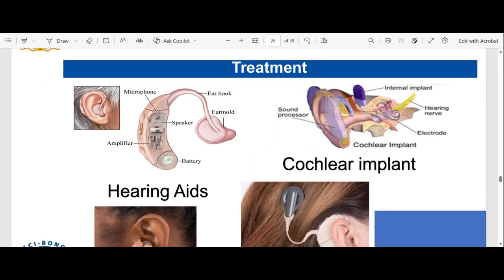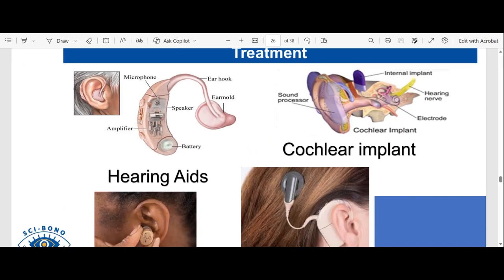Okay, now let's go to different treatments of hearing loss or disorders. So these are the treatments. You can have hearing aids. So this is a hearing aid, right? As you can see, this is an ear mold, ear hook. Then you have your speaker here and a microphone, amplifier. Obviously, the amplifier plays the role of the ossicles. Then you have the battery, so you can have a hearing aid, or a cochlear implant.